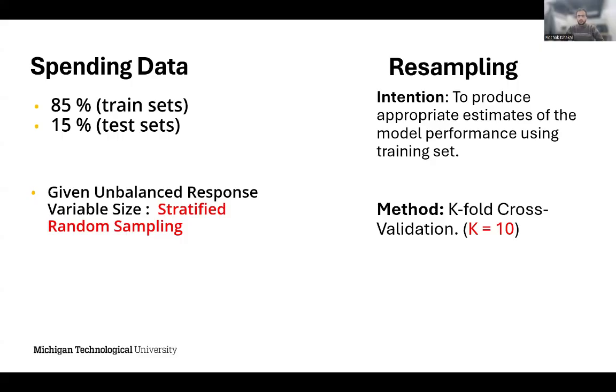Then for the resampling to get the best hyperparameters from the training set, we use tenfold cross validation so that we can get robust performance out of the training set, and we can use the same hyperparameters in the testing set.